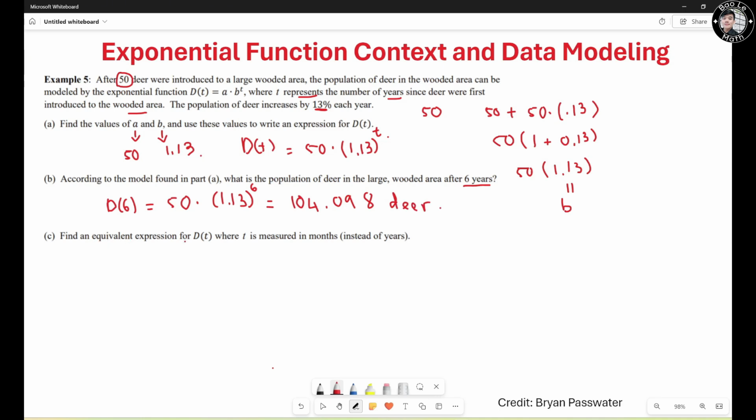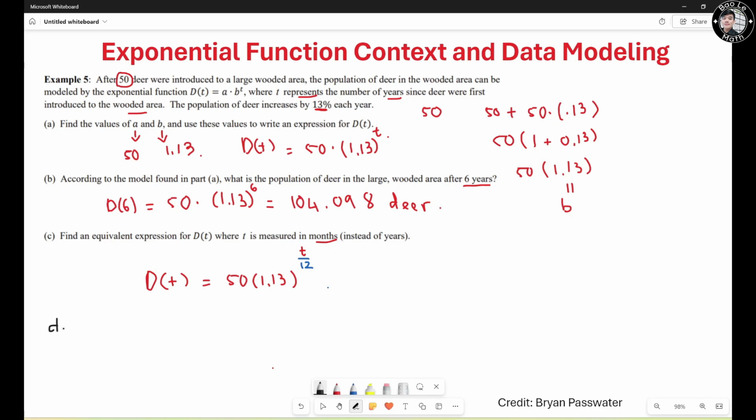Now next question. Find an equivalent expression for d of t with t measured in months, right? So basically we have the function right here. d of t is 50 times 1.13 to the t, and this t is in years, right? So 1 year has 12 months. So basically we just divide this t by 12.